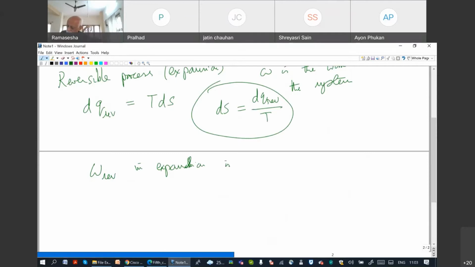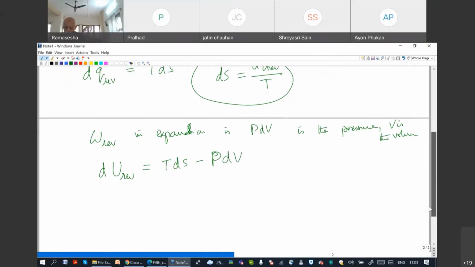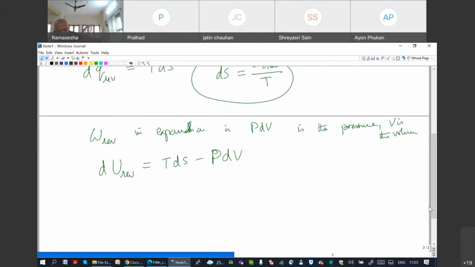is PdV. P is the pressure against which we are expanding the volume reversibly, and V is the volume. So I can write dU reversible as equal to TdS minus PdV, right? Yes, sir. Now, is it necessary to say it is dU reversible?